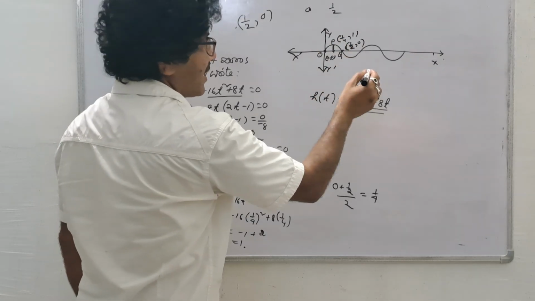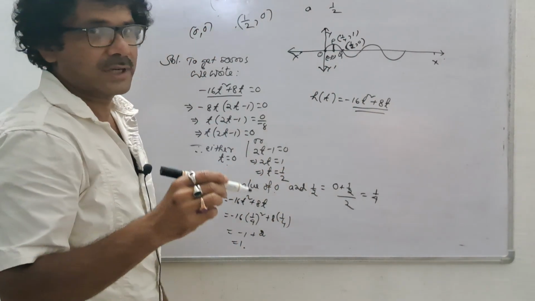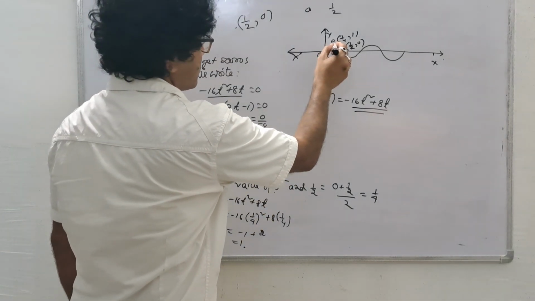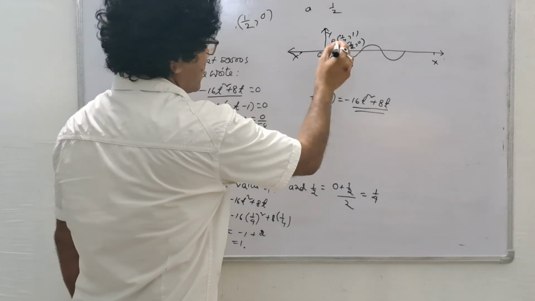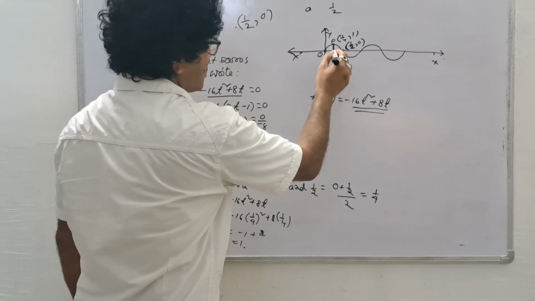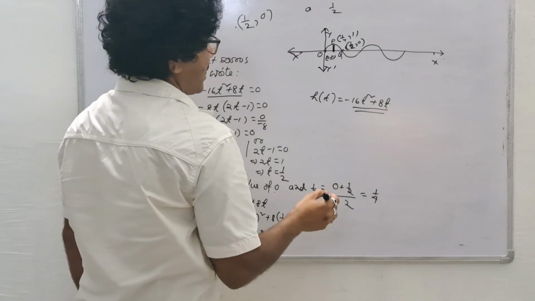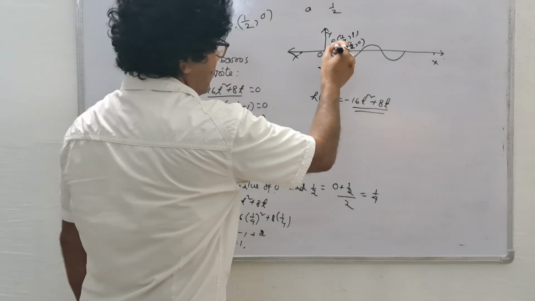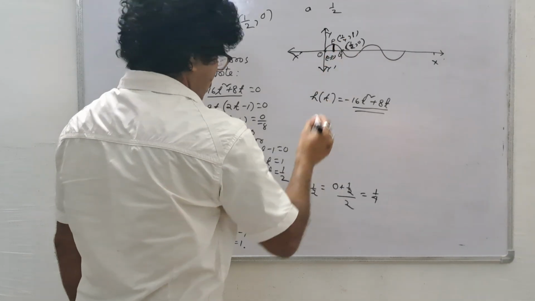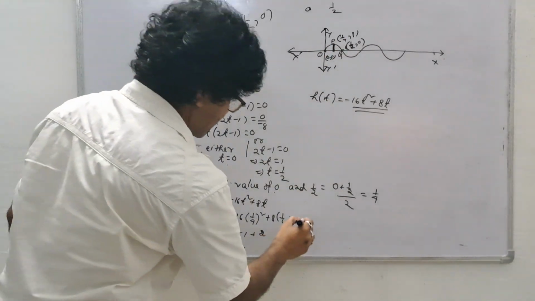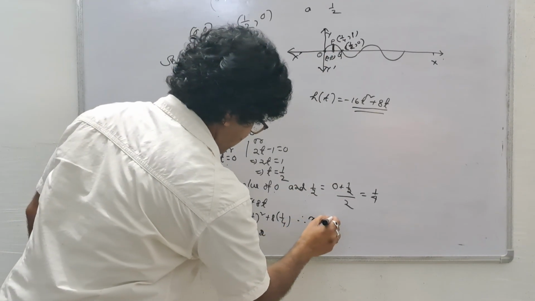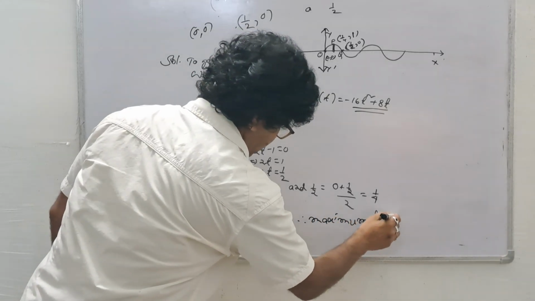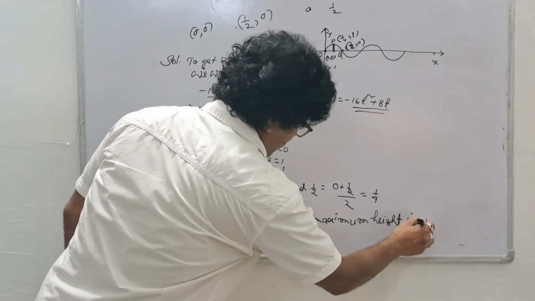Now when we draw the graph, then x value and y value both are needed. So 1 by 4 and it is 1. So ultimately this point you will get, and you see it is the midpoint of this. So this height is the maximum height. Okay. So you see this height is the y value. So 1 you are getting. So the maximum height is 1 unit.